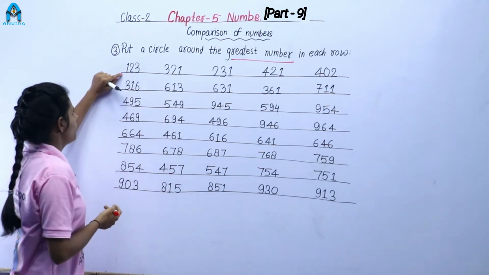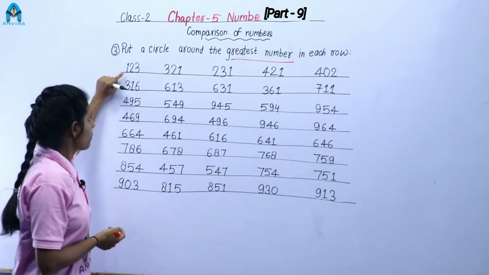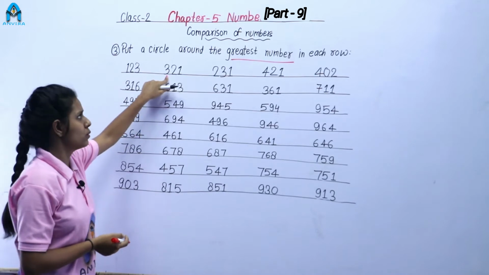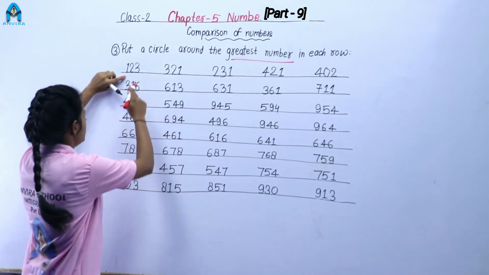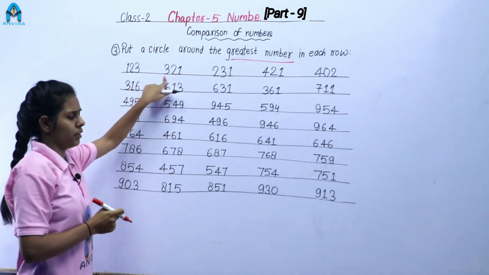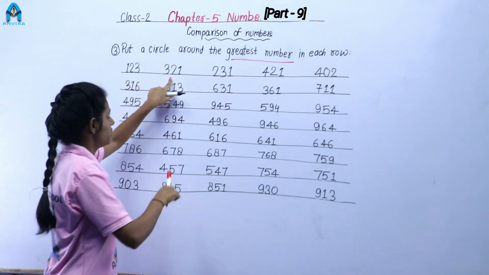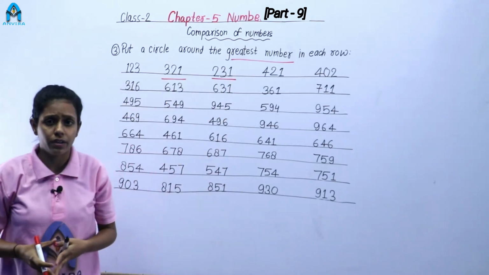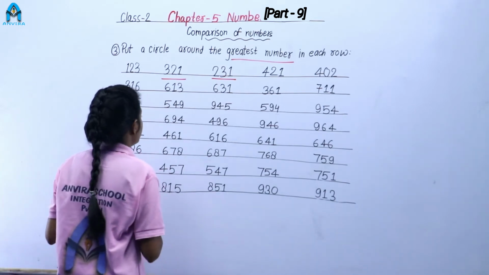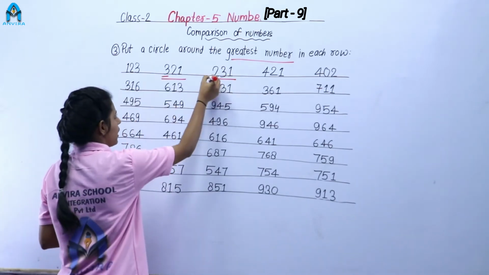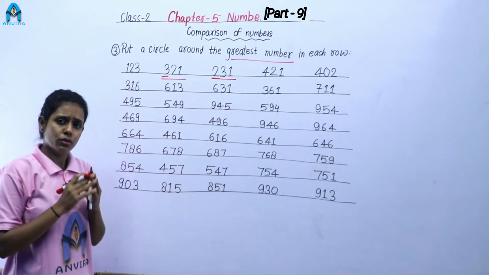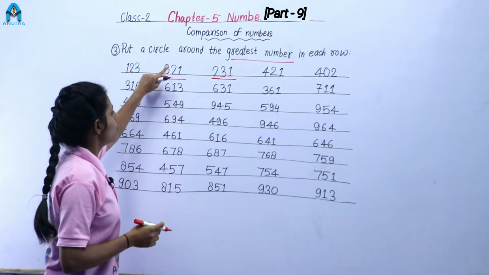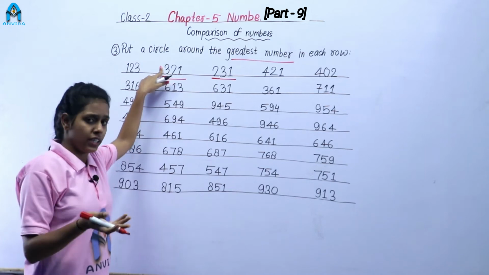123. On hundreds place, there are 1 and in this number, on hundreds place, 3. So, which is greatest? Yes, in these numbers, 321 is greatest. Let's go to the next number, 231 and 321. So, on hundreds place, this is 3 and in this number, digit 2. So, which is greatest? Yes, in these numbers also 321 is greatest.